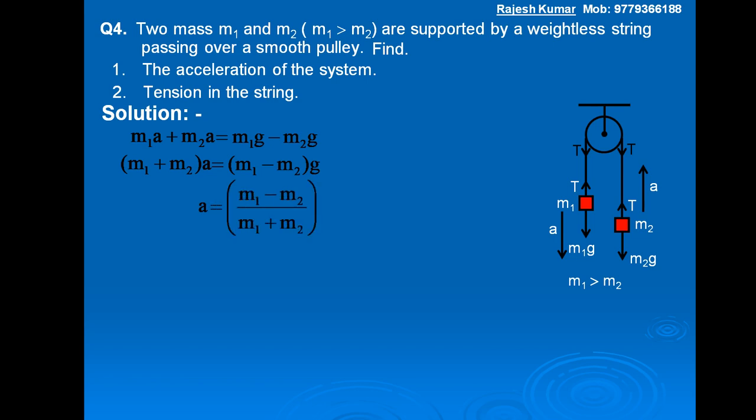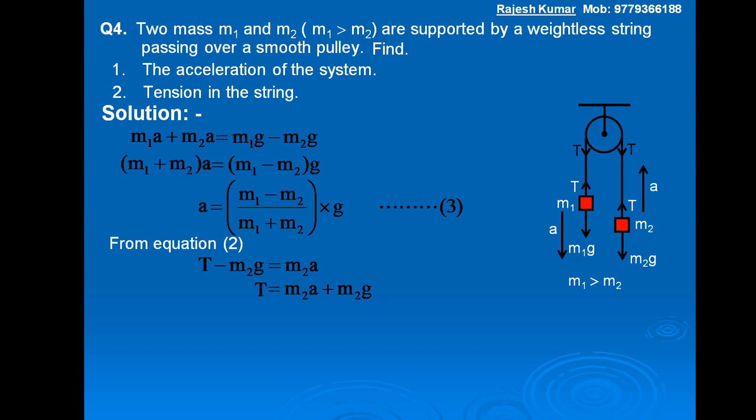Therefore, A is equal to M1 minus M2 upon M1 plus M2 into small g, acceleration due to gravity. That is, acceleration is equal to difference of masses upon sum of the masses into acceleration due to gravity. Let it be equation number 3. Now to find tension, from equation number 2, capital T minus M2G is equal to M2A. This is equation number 2. Now take M2G to the right hand side. Capital T is equal to M2A plus M2G.